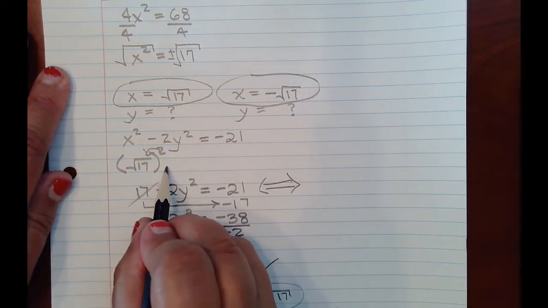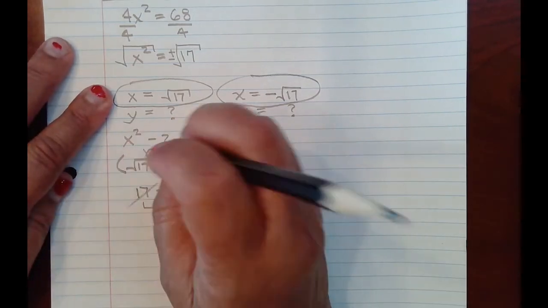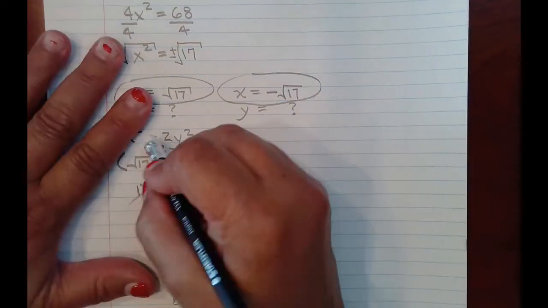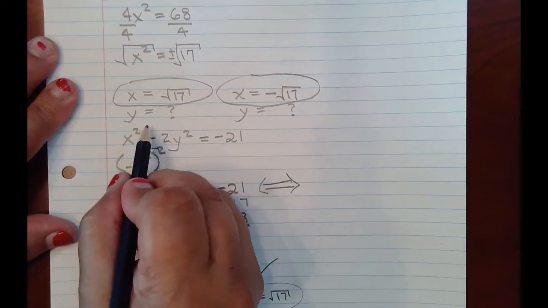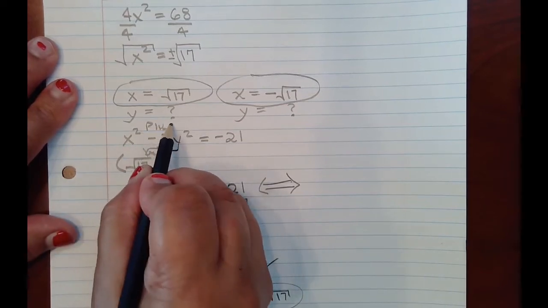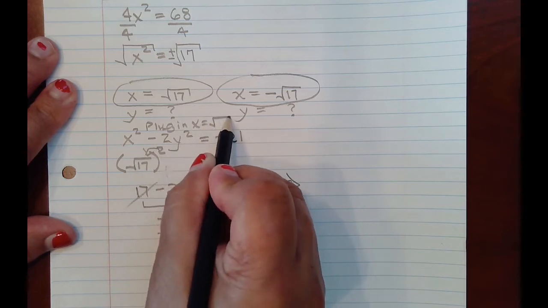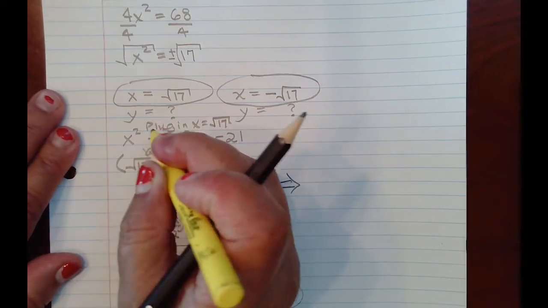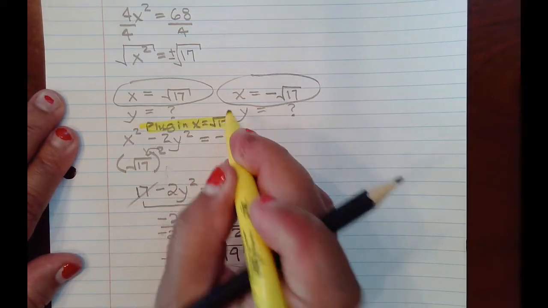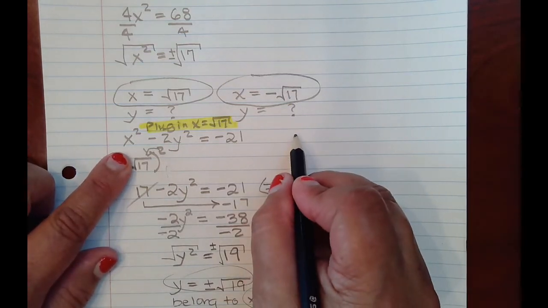This right here is when we plugged in x equal to square root of 17. We plugged in the positive square root. But what difference is it going to make when you plug in negative square root of 17? Because you'd still be plugging it in right here.